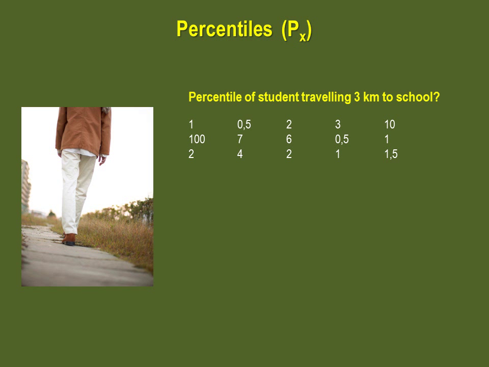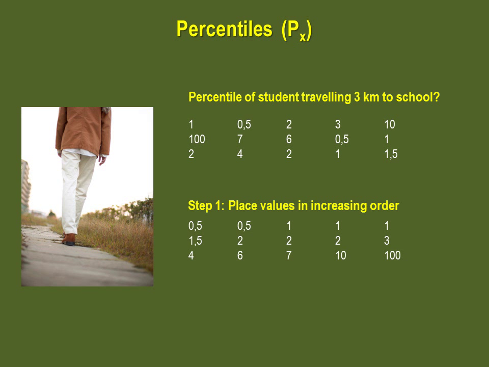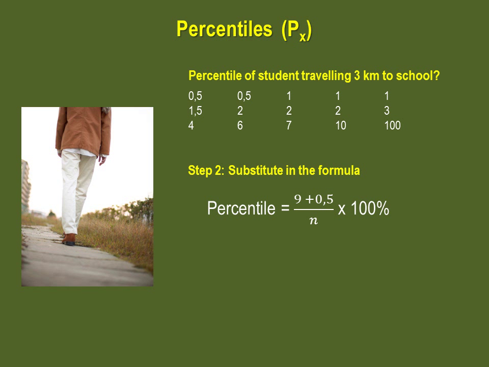Imagine that you want to find the percentile or rank of the student that travels 3 kilometers every day to come to university. Here is the data that you found by sampling people in your class. The first thing to do is to place values in increasing order. Now we can substitute in the formula.